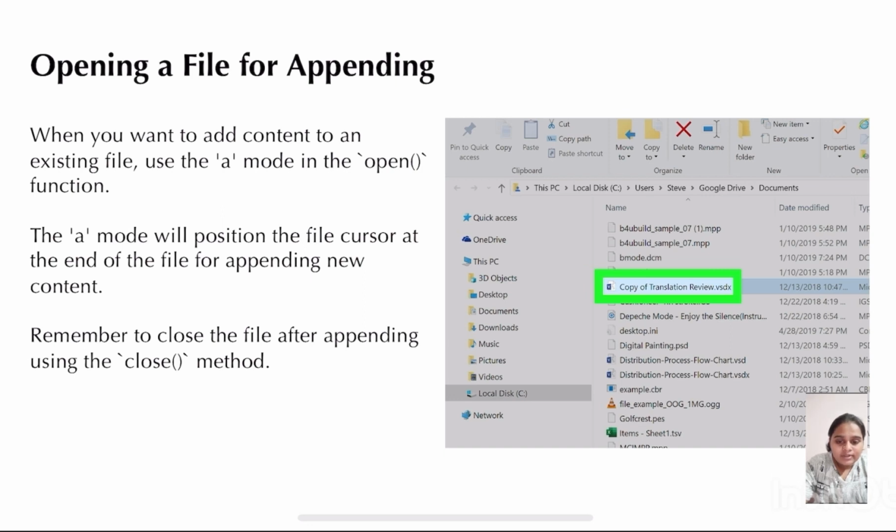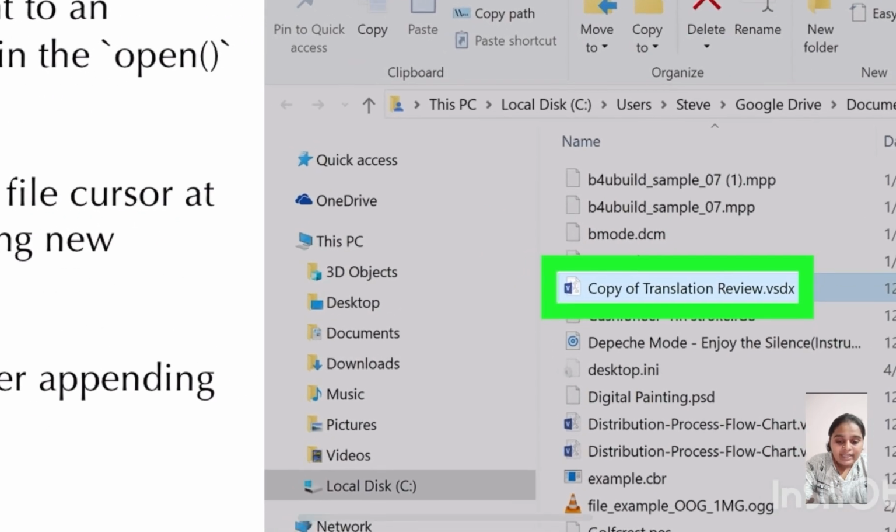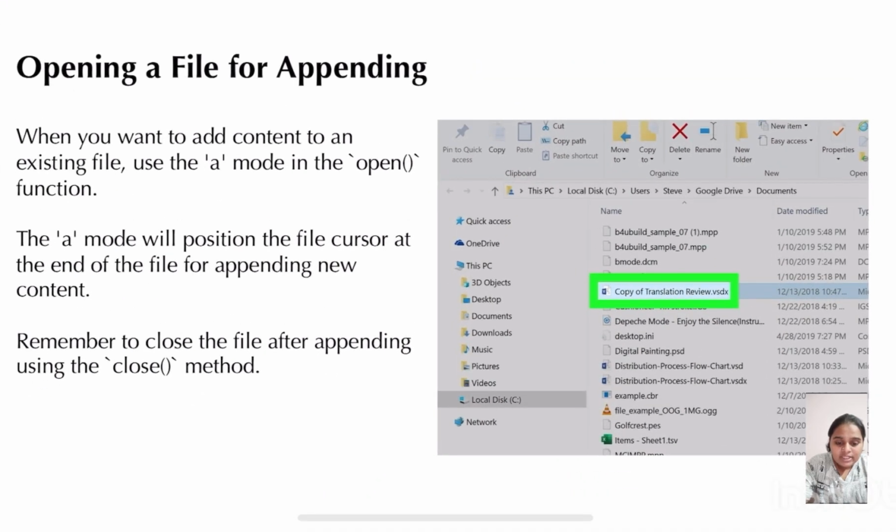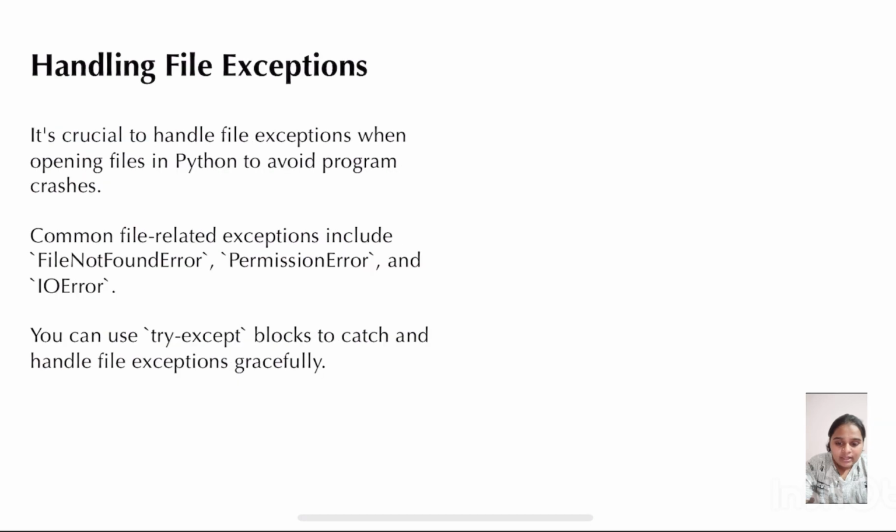Handling file exceptions. It is critical to handle file exceptions when opening files in Python to avoid program crashes. Common file-related exceptions include FileNotFoundError, PermissionError, and IOError. You can use try-except blocks to catch and handle file exceptions gracefully.